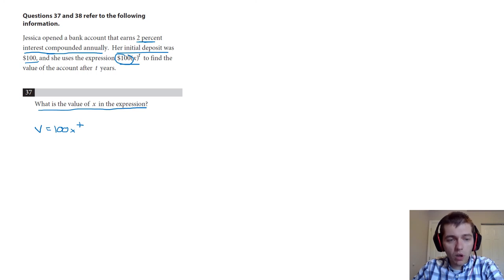So if x equals one, that would mean that every year, no matter what t was, one to the power of anything is one. At that point, the value would be constant. So at that point, you can conclude x has to be greater than one.